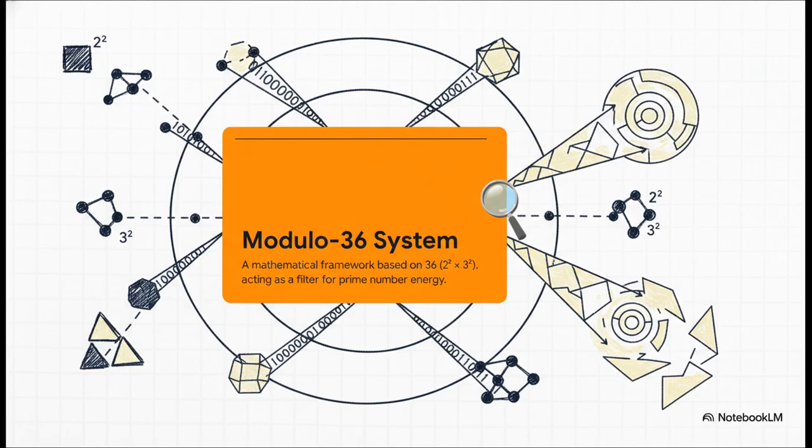Well, according to the theory, it's a huge deal because it's where the first two prime numbers, 2 and 3, come together. You've got 2 squared times 3 squared. This supposedly creates a special bridge connecting the binary world of 2s and the triadic world of 3s. So 36 becomes the ultimate filter for everything else.